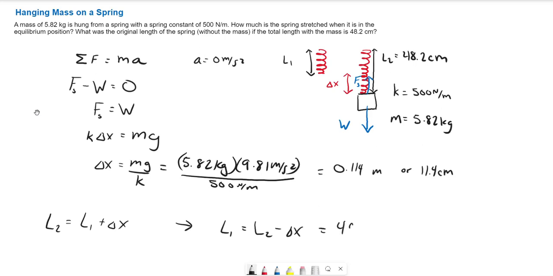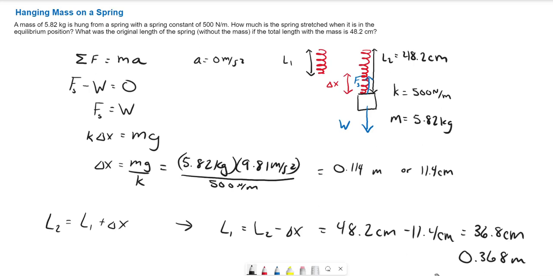And so that's 48.2 centimeters minus 11.4 centimeters. And that is just going to give us 36.8 centimeters. Or if you want to convert this to meters, we can move the decimal point over to get 0.368 meters.